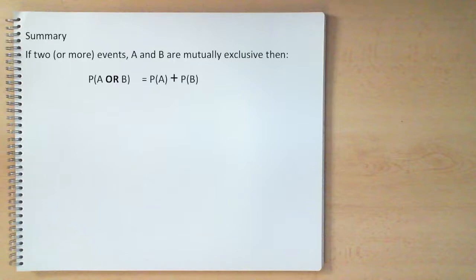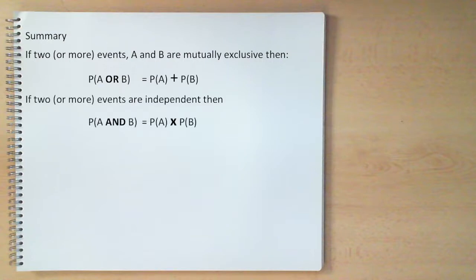So let's summarise the main points here. If 2 or more events A and B are mutually exclusive, then the probability of A or B occurring is the same as the probability of A plus the probability of B. If 2 or more events are independent, i.e. they don't affect each other, then the probability of A and B occurring is the same as the probability of A times the probability of B. You need to remember those two things.